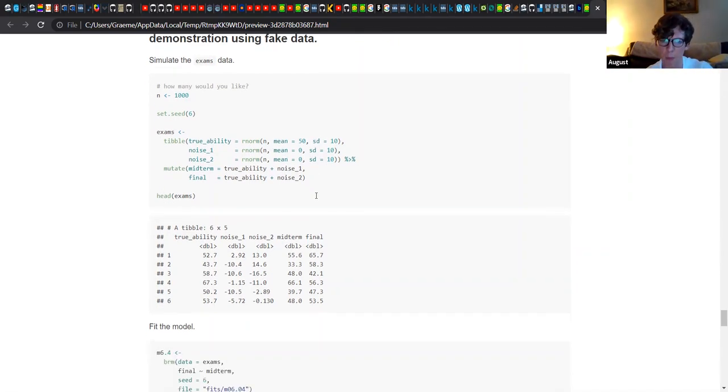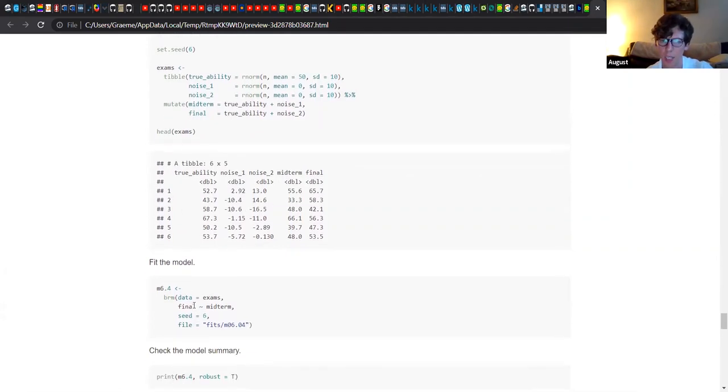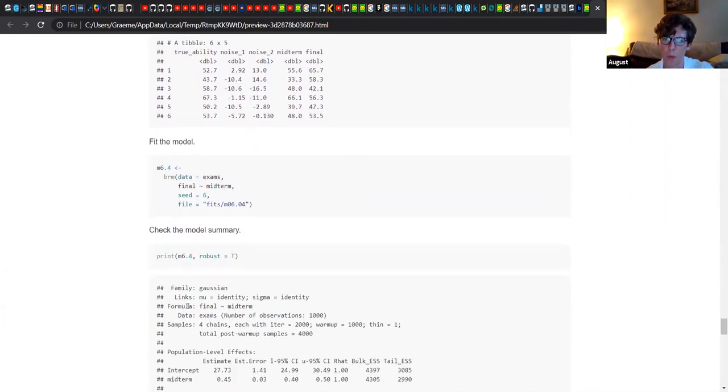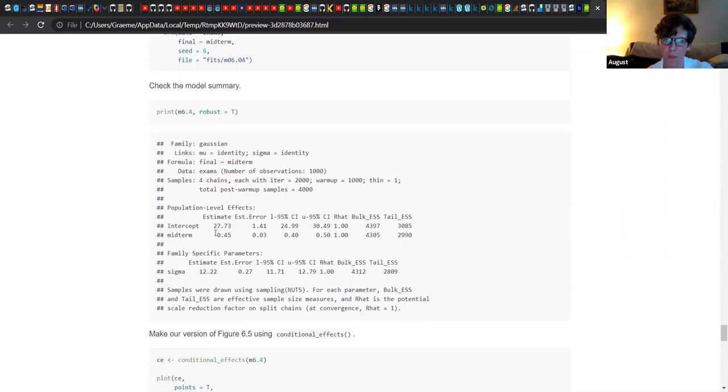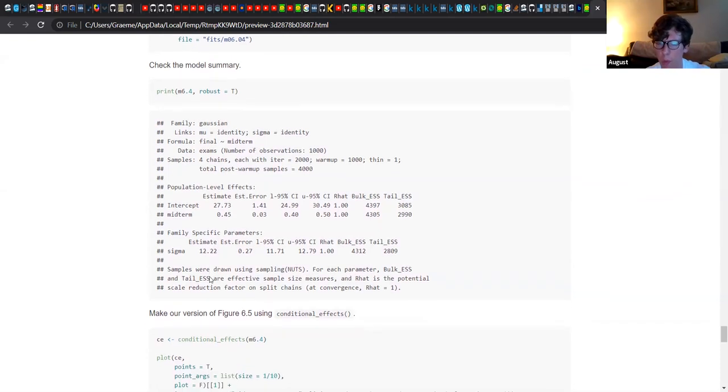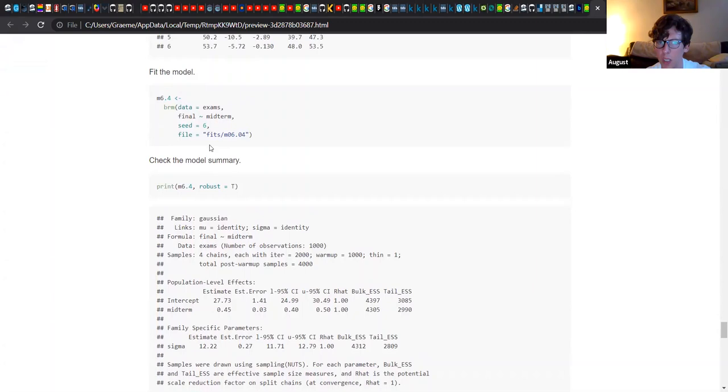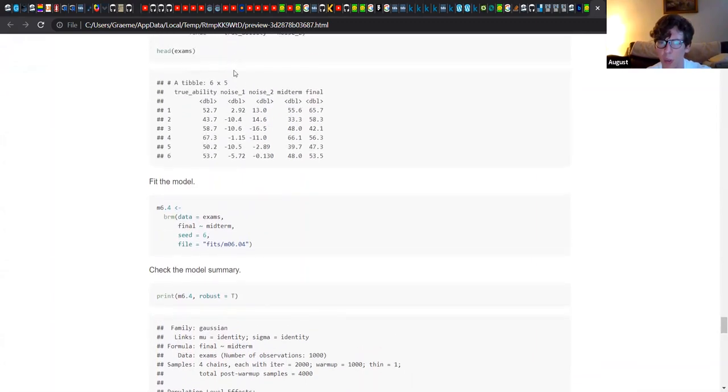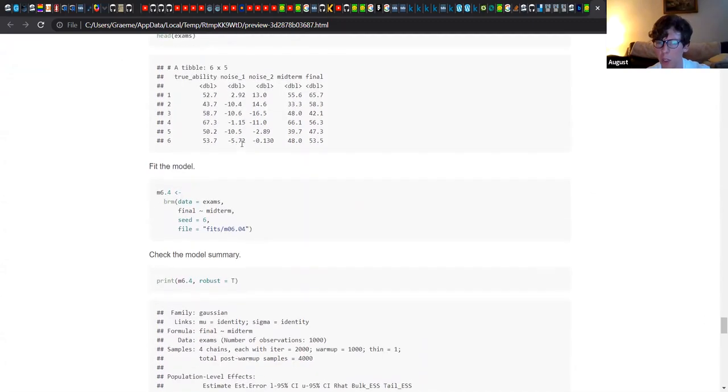So if they do two tests, a midterm and the final exam, and we use the midterm to predict the final exam, we get a relationship. The intercept is the average score. The intercept is 27.23, and for each point scored in the midterm, there's a 0.45 increase on the intercept, but the variation is 12. Which makes sense because the variance in the noise is 10 points.